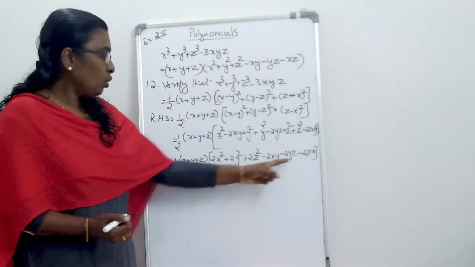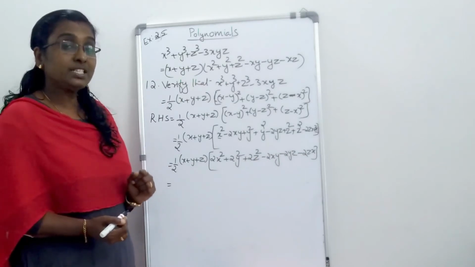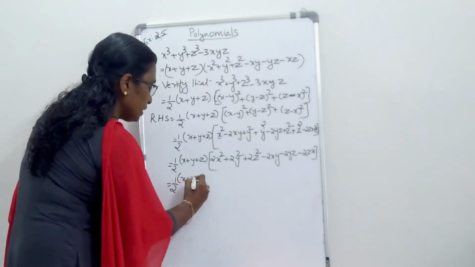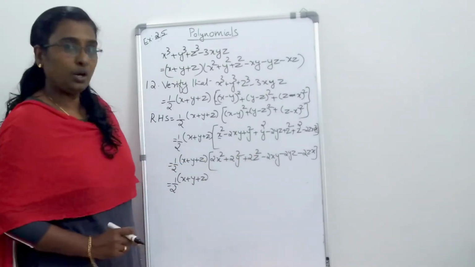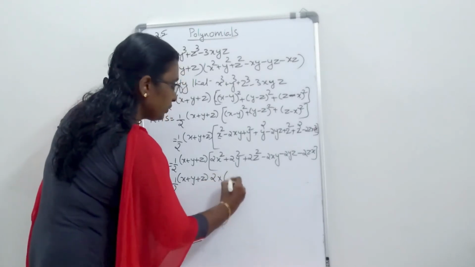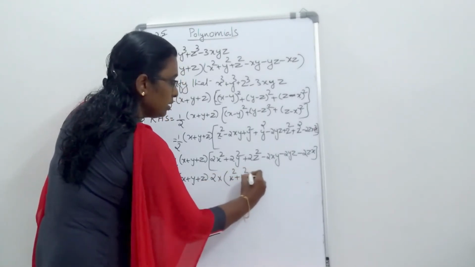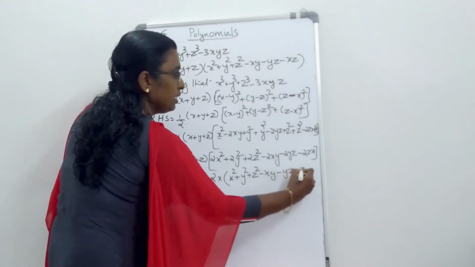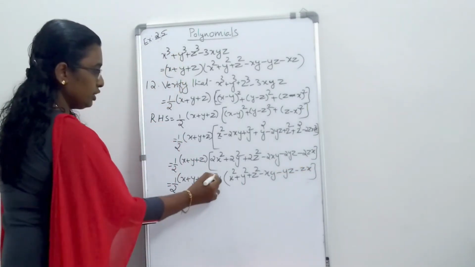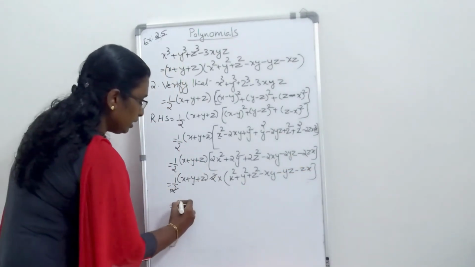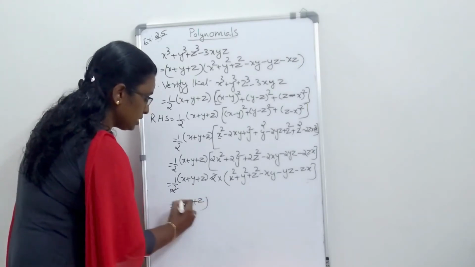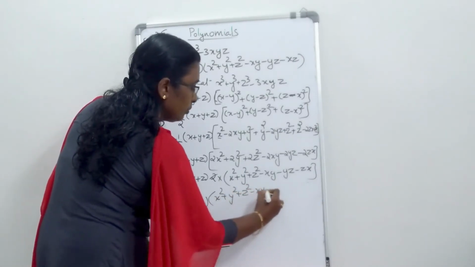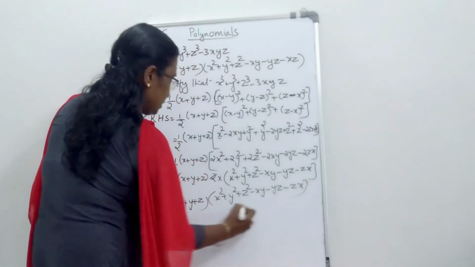Listen here. In all these terms there is a common factor. What is the common factor there? 2. That is, 1 by 2 into x plus y plus z. We can take 2 outside. So 2 into x square plus y square plus z square minus xy minus yz minus zx. Here these 2 and 2 get cancelled. The remaining factors are x plus y plus z into x square plus y square plus z square minus xy minus yz minus zx. Okay?